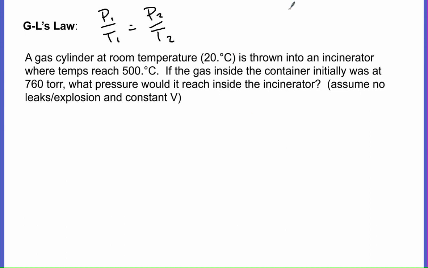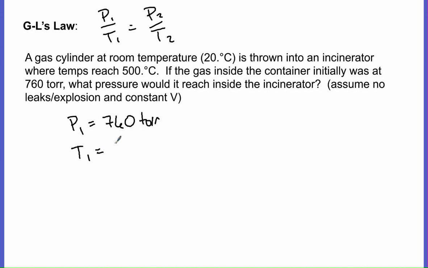An example will look like this one: a gas cylinder, at room temperature 20 degrees Celsius, is thrown into an incinerator where the temperature reaches 500 degrees Celsius. If the gas inside the container initially was at 760 torr, what pressure would it reach inside the incinerator? So I just need to collect what I know again. Doesn't matter what the pressure is, so I don't need to convert this. This one would be easy to convert because 760 torr is the same as 1 atmosphere, that was one of our standard conditions. But I don't need that here, so I don't care.